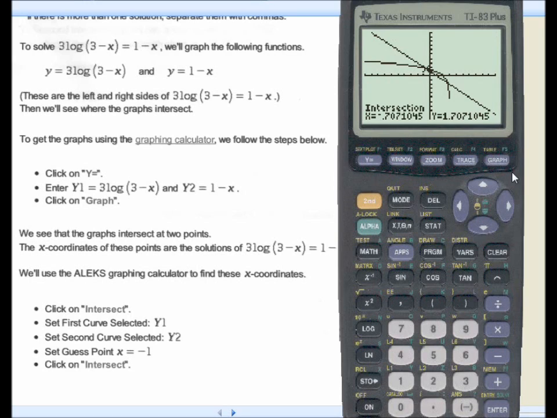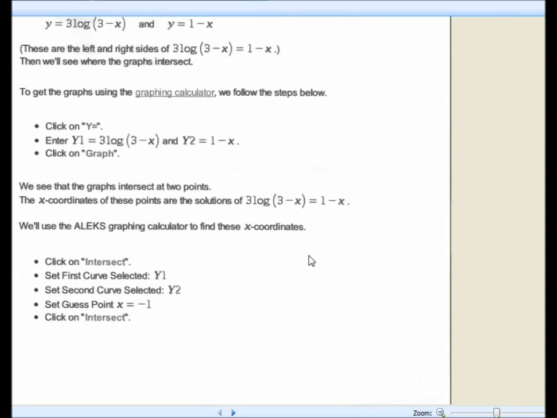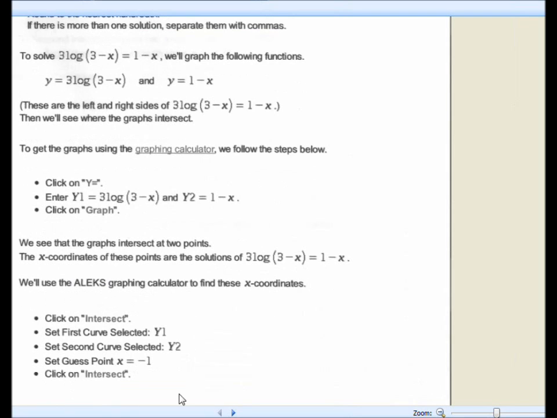It goes to the point that's the intersect, and it also tells us what the intersect is. Negative 0.707145 and 1.071045. So let me go back over here, and what do they have? Who knows? I guess they didn't work it out. So that doesn't matter that much.